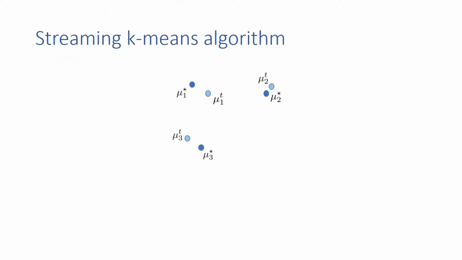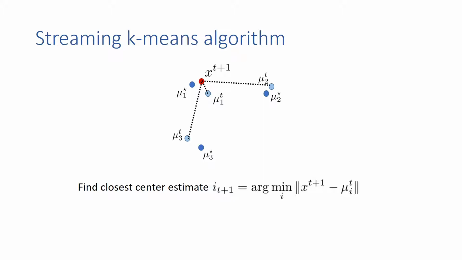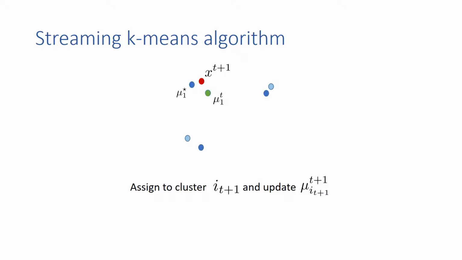The streaming version proceeds as follows. Given some estimates of the centers at time step t, when we see a new data point from the stream, we first find the cluster i_{t+1} whose current center estimate is closest to the new data point. In this example, i_{t+1} is 1. We then imagine assigning this new point to cluster i_{t+1} and update this cluster's center estimate by moving it in the direction of the new data point by an amount dictated by the learning rate.